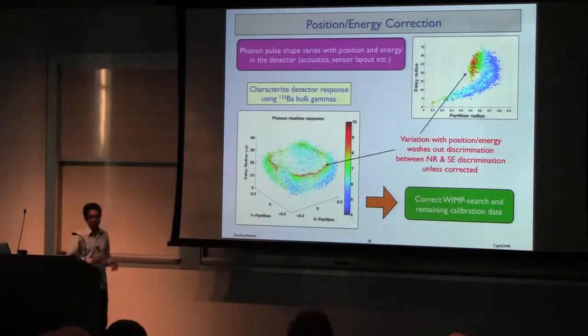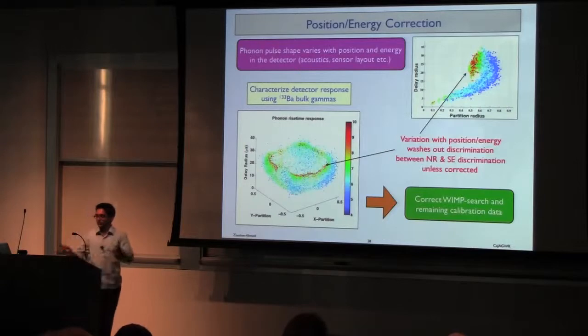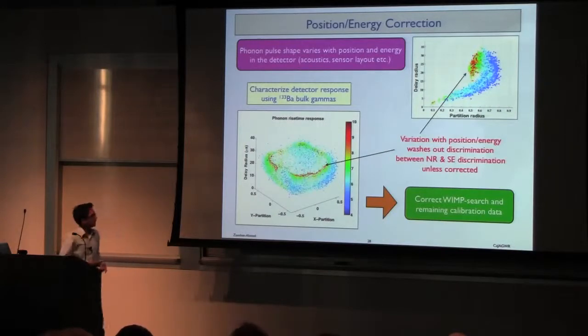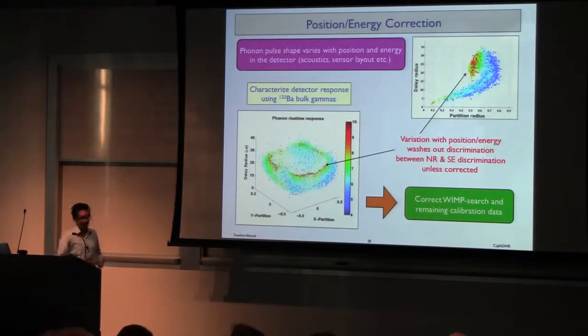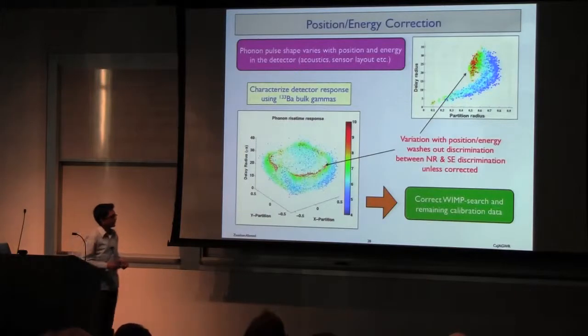But once you've characterized the detector and you know how it behaves in the volume of the detector, we can go ahead and correct all this variation out. We developed lookup tables that, in this parameter space, tell you what the characteristic pulse shape looks like, and then you just correct it in your WIMP search data and all the remaining calibration data.